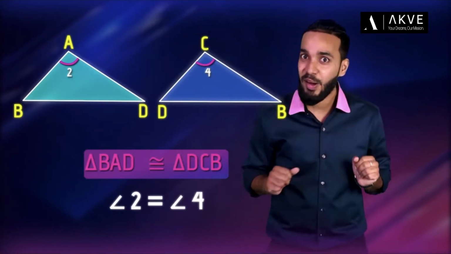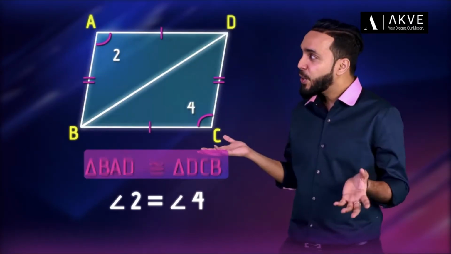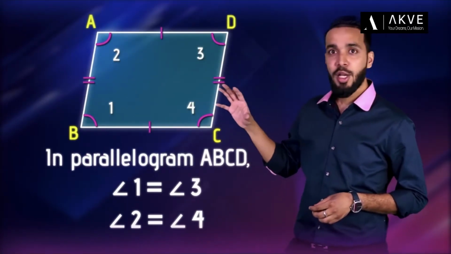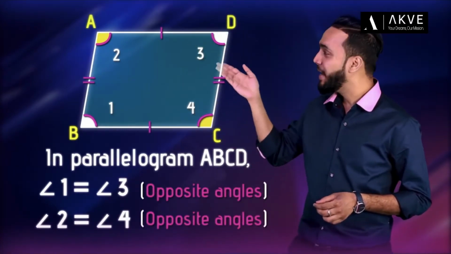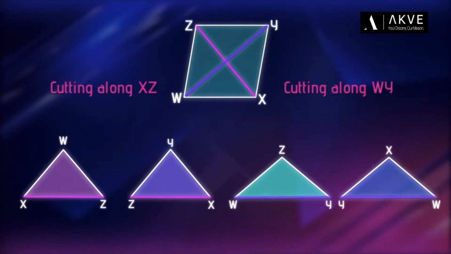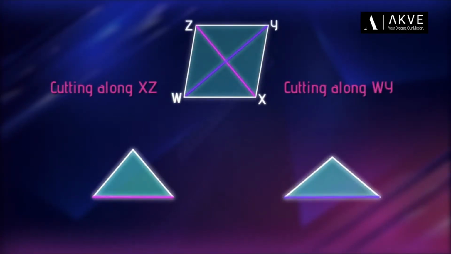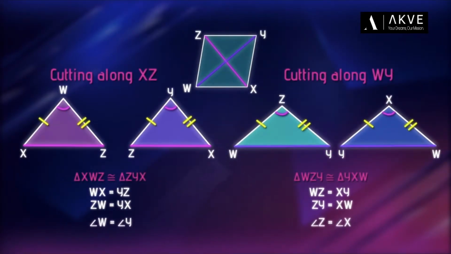Superimposing them like this would show us that these angles, say 2 and 4, are also equal. Now comes the fun part. If you observe carefully, you will be able to see that these are nothing but the opposite angles of this parallelogram. Amazing, isn't it? You can try cutting different parallelograms along each of their diagonals one by one. In each case, you would arrive at the same conclusions.